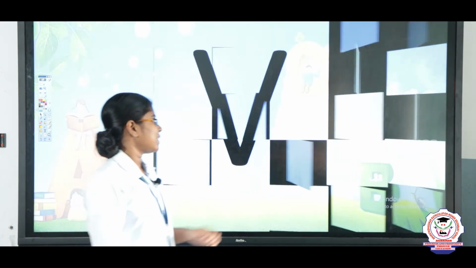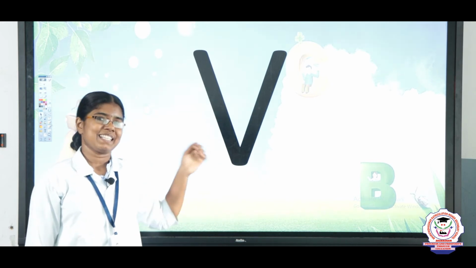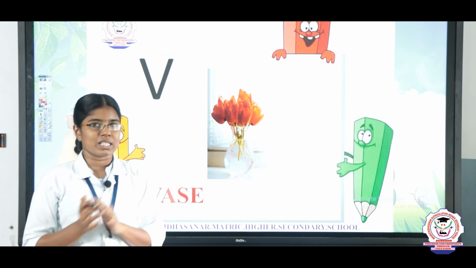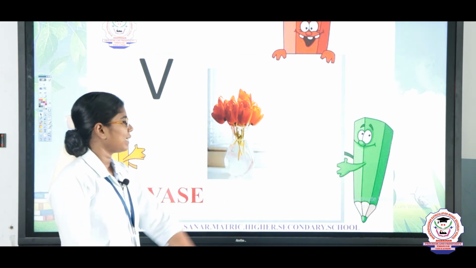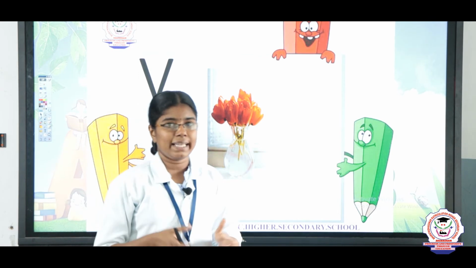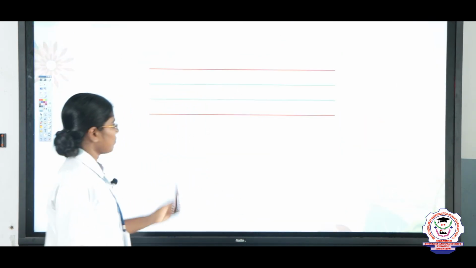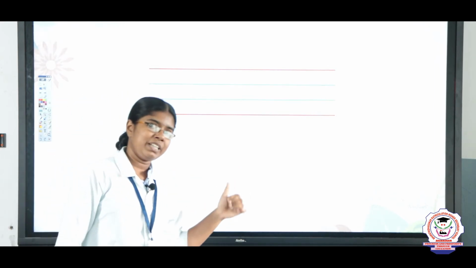The very next letter to U is V. What letter is this? Yes, V. V for vase. Okay, V-A-S-E, vase. Okay, it is a decorative thing. Okay, we can keep flowers inside it. Okay, children. So now we are going to write the letter V here.